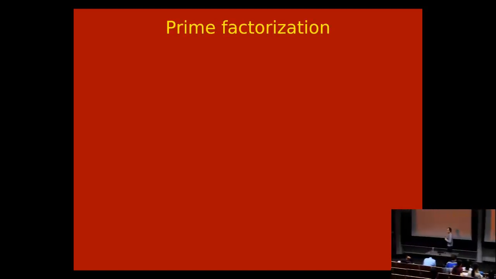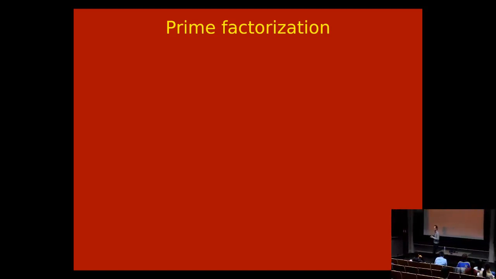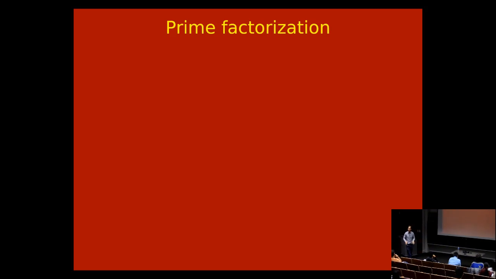OK. Now let's move on to the other, if you think about it in a different way, the other opposite of multiplication, which is factorization. OK, we can take a bunch of numbers and multiply them together. What about the reverse? I give you a number, and I want you to break it into the prime factors.